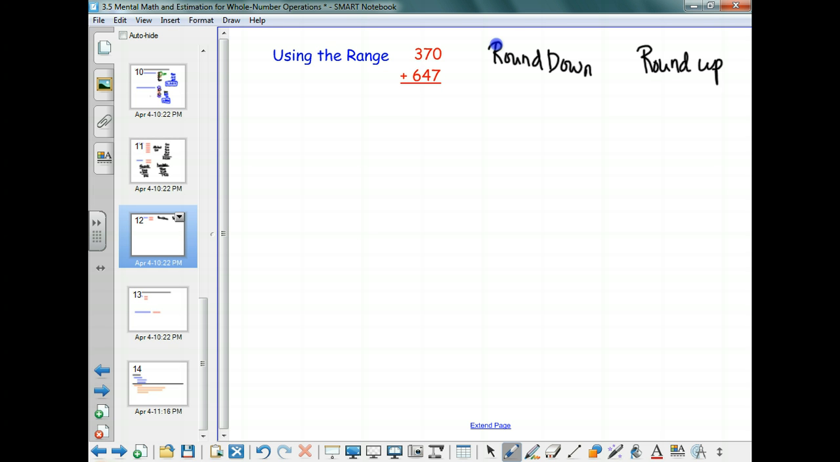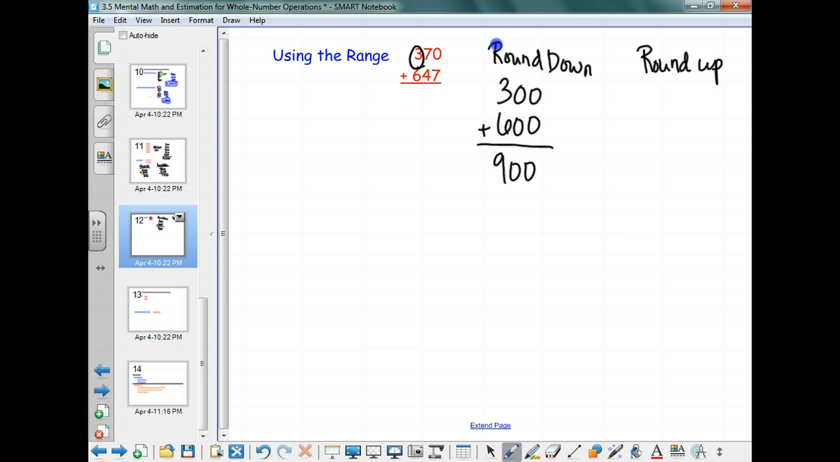So if you look at round down, what that means is I need to take the 370 and round it down. That is to say, I need to take the 3 and instead of rounding to the nearest 100, I'm just going to round it down to the nearest 100, which would be 300. And the same thing for the 647, I'm going to round it down to 600. And of course that results in 900.